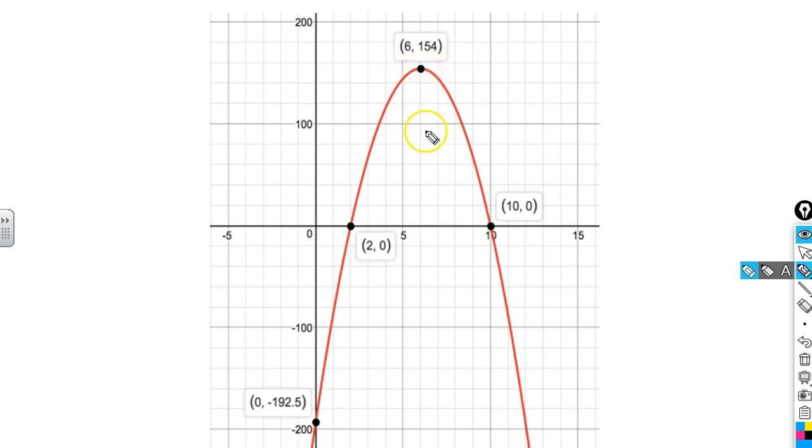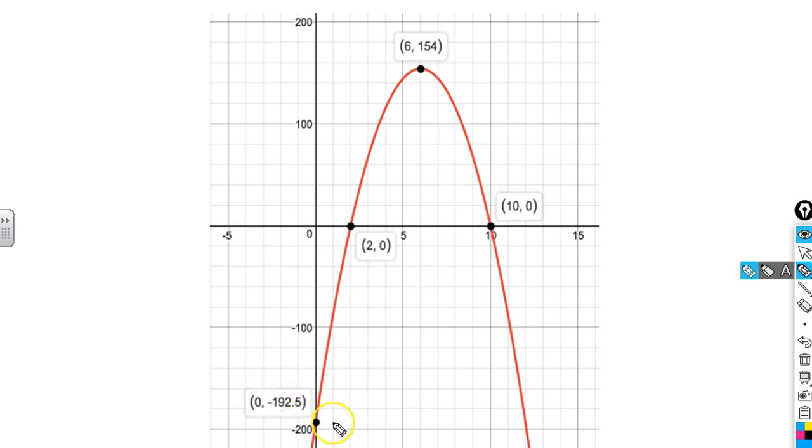Again, we notice that the vertex is at x equals 6, which is halfway between the x values of my two x-intercepts. So 6 is halfway between 2 and 10. If I were to draw a line straight down, that would be my axis of symmetry. It's saying that my quadratic is symmetrical about this axis.